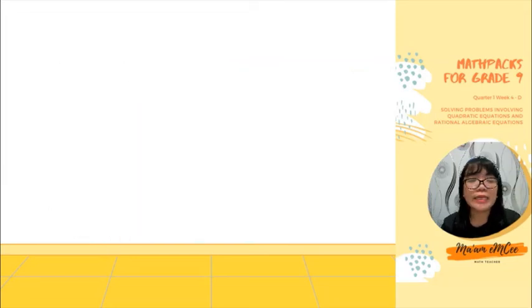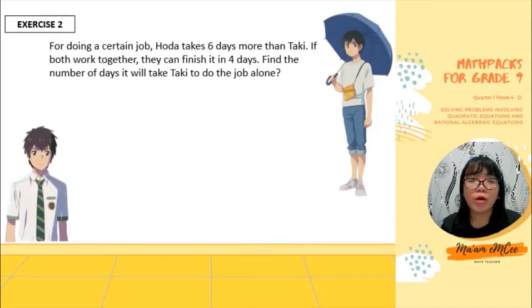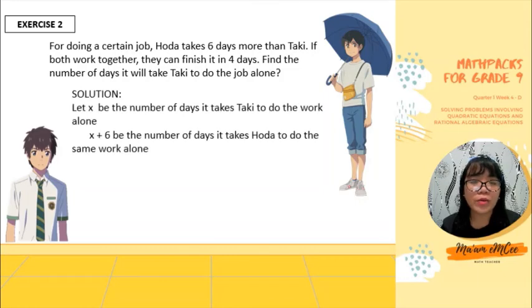So let us have exercise number 2. For doing a certain job, Hoda takes 6 days more than Taki. If both work together, they can finish it in 4 days. Find the number of days it will take Taki to do the job alone. So let x be the number of days it takes Taki to do the work alone, and x plus 6 be the number of days it takes Hoda to do the same work alone.